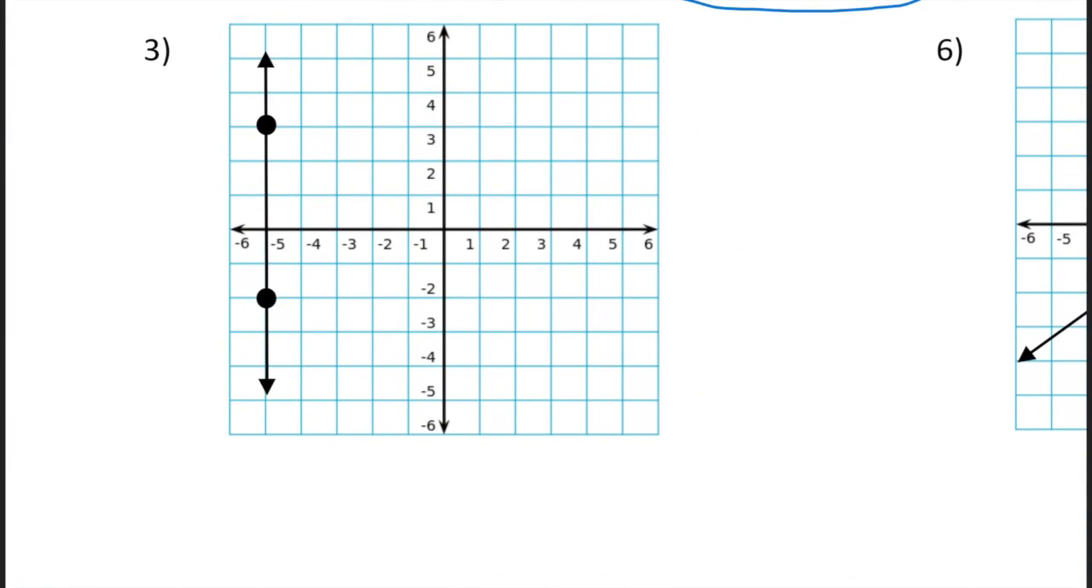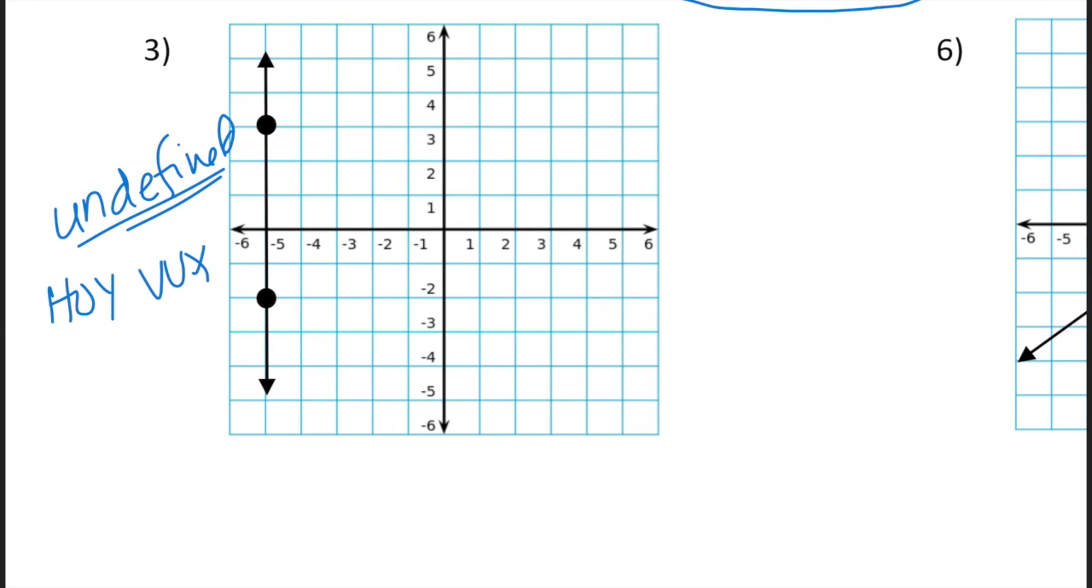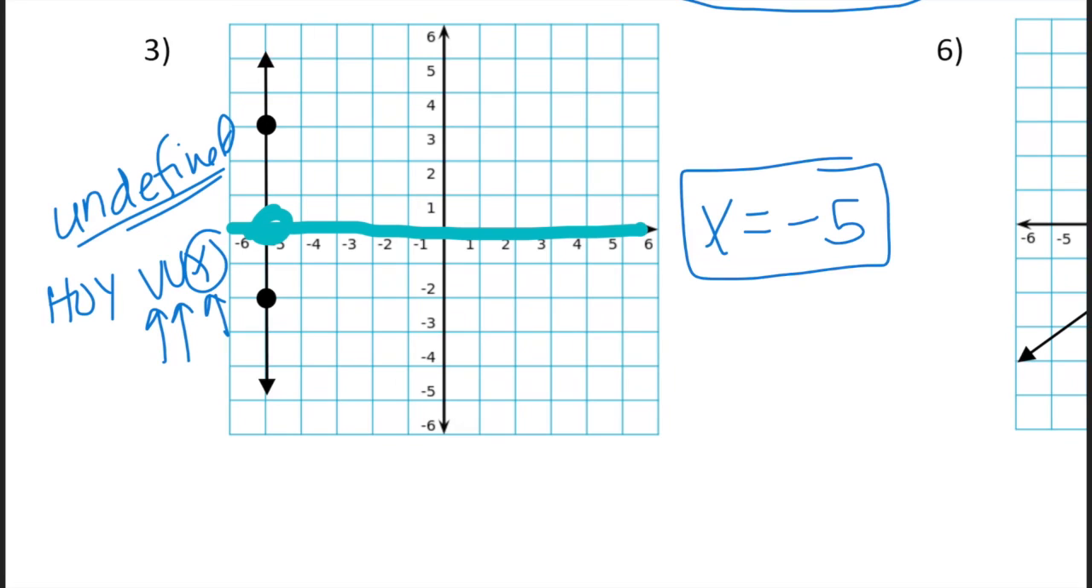Next one, we have a vertical line. And remember, a vertical line has an undefined slope. Remember, vertical, undefined, x equals. So the equation is going to say x equals, and then look at the x-axis. What is the x value? It is negative 5. So x equals negative 5 is the equation.